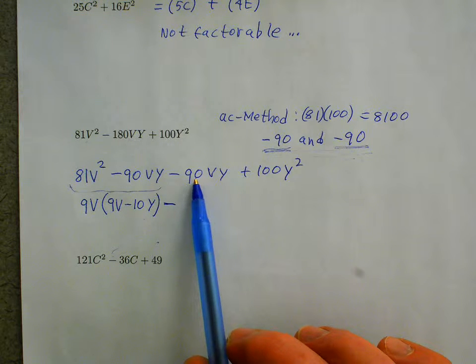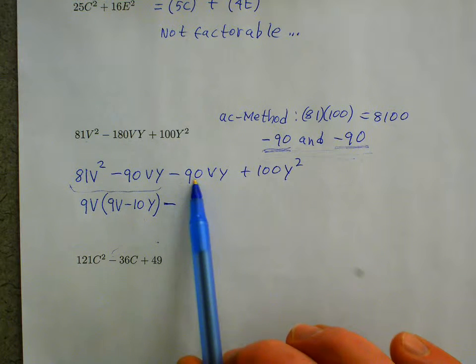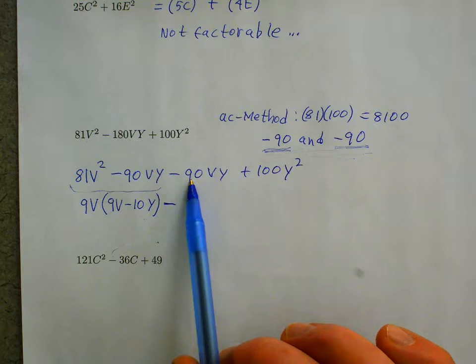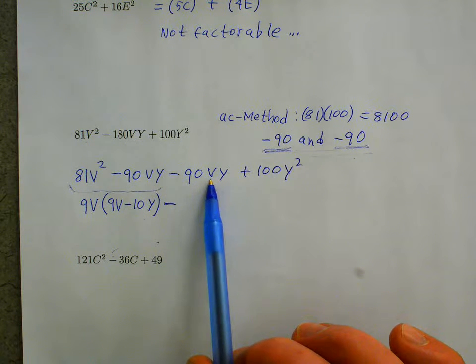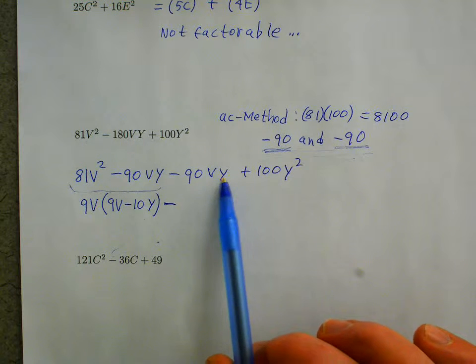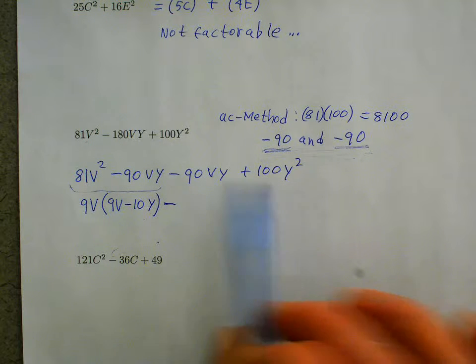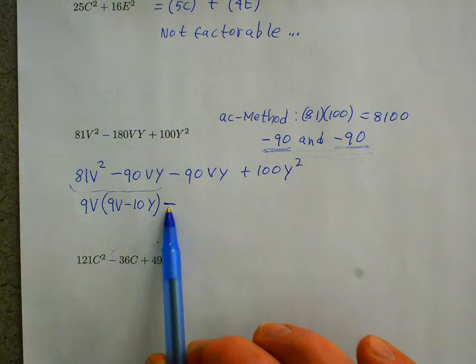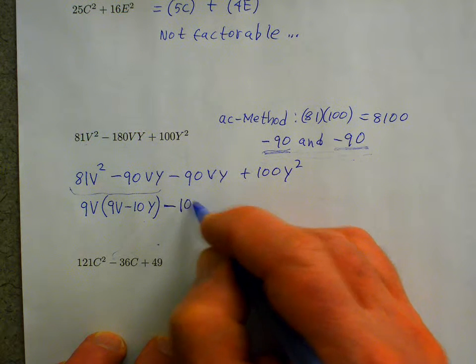So comparing the numerical factors, negative 90 and 100, the greatest common factor is 10. And then comparing the variable parts, vy with y to the second, y is the greatest common factor. So 10y is the greatest common factor, but we want to factor out negative 10y. So we write minus 10y.